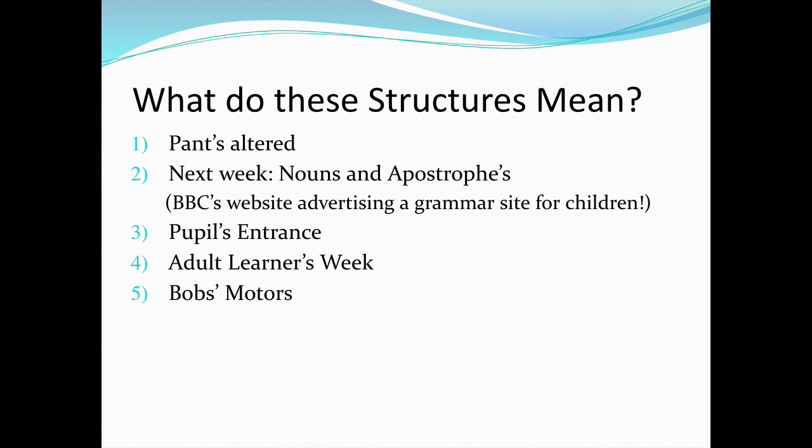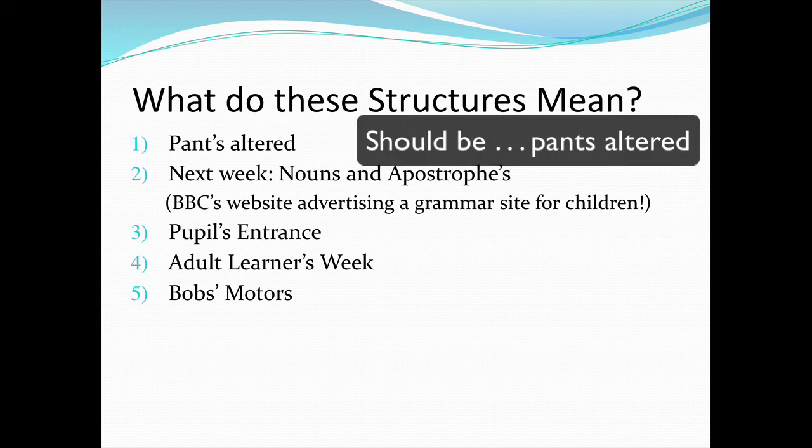Okay, pants altered. What do you think that means? Well, in the case of how it's written, it means one pant is altered, or it means one pant owns its altered. What do you suppose whoever erroneously wrote this sign meant? My guess is that they meant, hey, if you come here, pants are altered. So they broke that cardinal never ever rule. They took pants, which was supposed to be plural, and they made it possessive. There's really no reason there should be an apostrophe there.